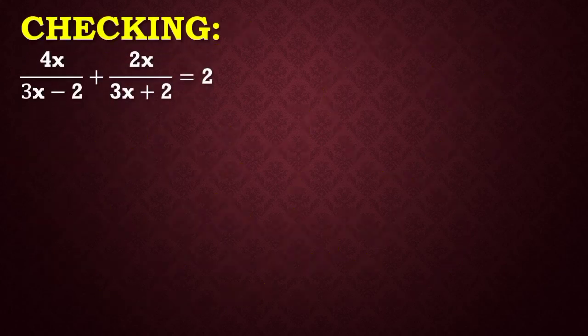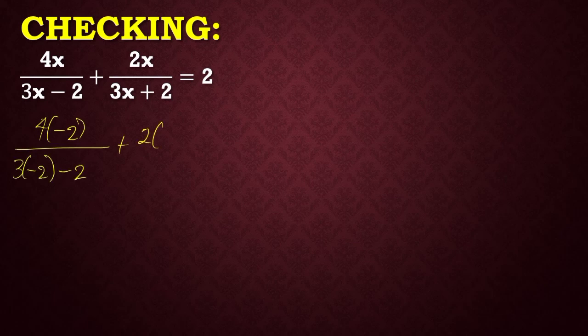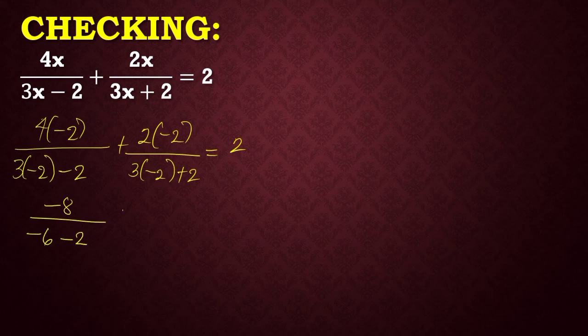So, if x is equal to negative 2, magiging 4 times negative 2 all over 3 times negative 2 minus 2 plus 2 times negative 2 all over 3 times negative 2 plus 2 is equal to 2. So 4 times negative 2, that is negative 8, all over 3 times negative 2, that is negative 6, minus 2 plus 2 times 2, that is negative 4, all over 3 times negative 2, that is negative 6, plus 2 is equal to 2.